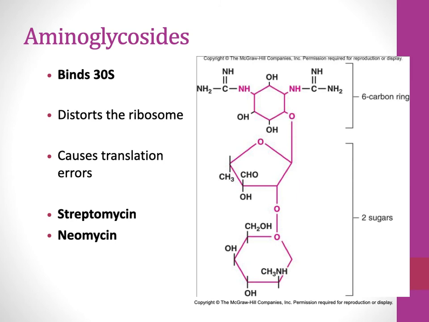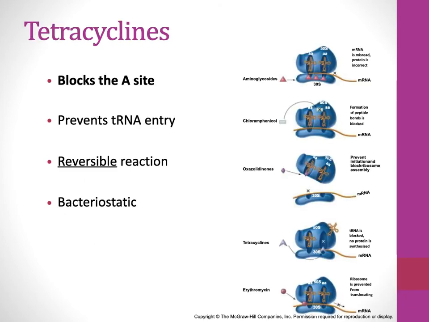With aminoglycosides like streptomycin and neomycin, which is the generic for Neosporin, it's going to bind to the 30S ribosome, and so it changes the shape of the ribosome so the subunits can't come together, so it causes translational errors. With tetracyclines, they're going to block the A site, the active site, so that the transfer RNA can't enter.